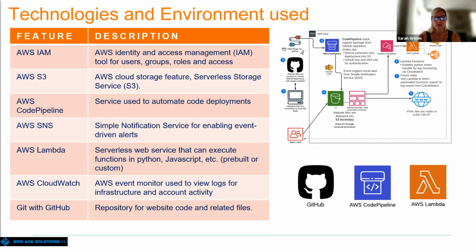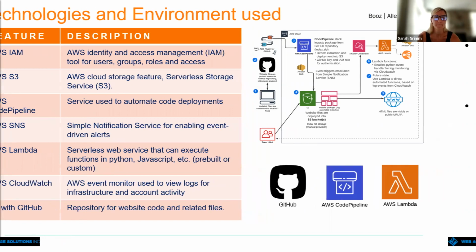Lambda, we included this feature for future state so that automated management of infrastructure resources can be added when ready. CloudWatch, we are using to view log files and any account activity. And of course, GitHub is our repository or version control tool of choice where we stored our project artifacts. And I will turn it over to Harry.